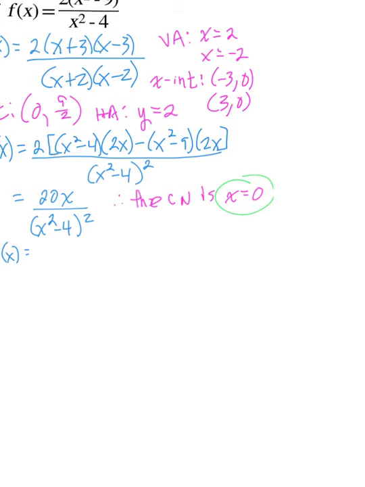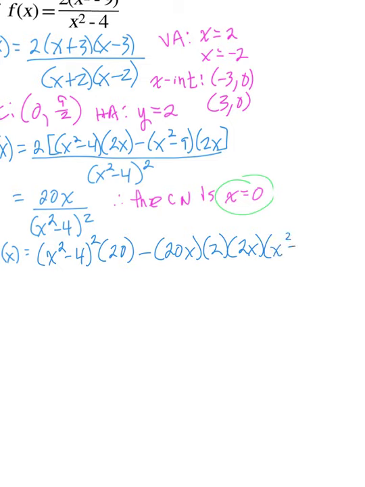So I've got x squared minus 4 squared times 20, and then minus 20x times 2 times 2x times x squared minus 4. I told you I need some room. All over x squared minus 4 squared, which as we did before is to the 4th.